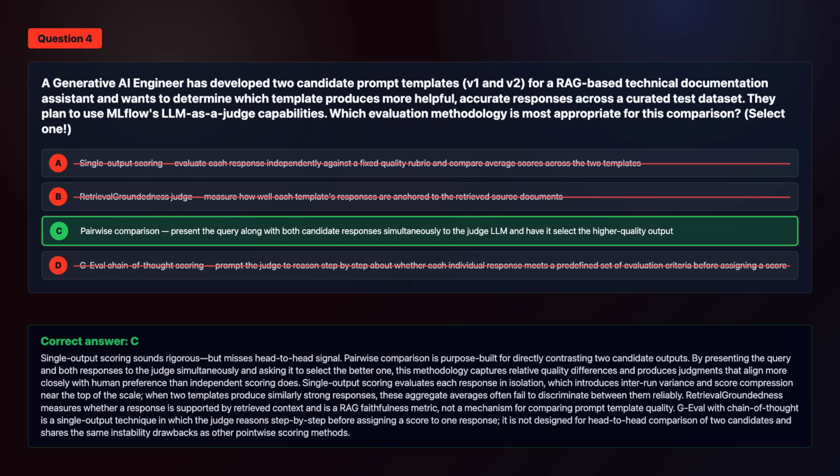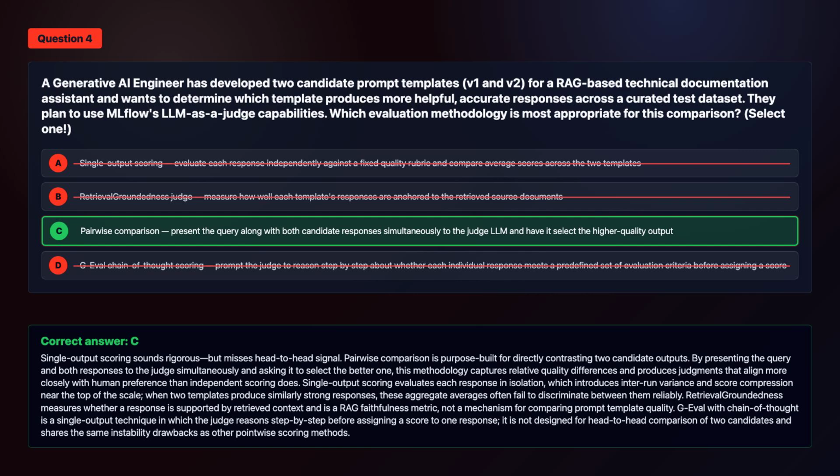The correct answer is option C. Single output scoring sounds rigorous, but misses head-to-head signal. Pairwise comparison is purpose-built for directly contrasting two candidate outputs. By presenting the query and both responses to the judge simultaneously and asking it to select the better one, this methodology captures relative quality differences and produces judgments that align more closely with human preference than independent scoring does.